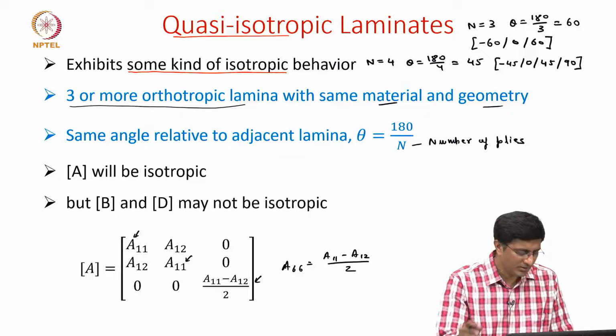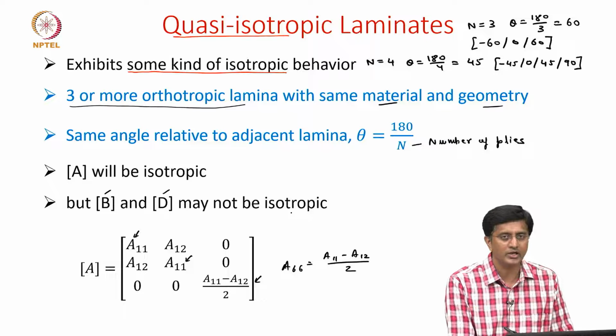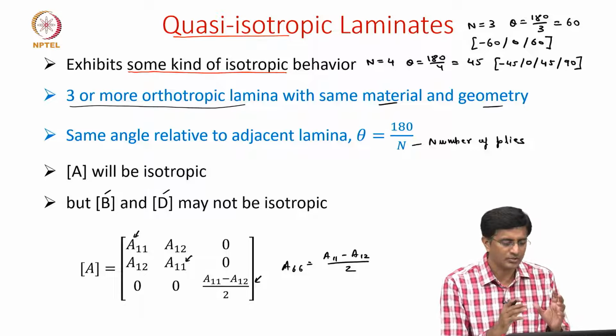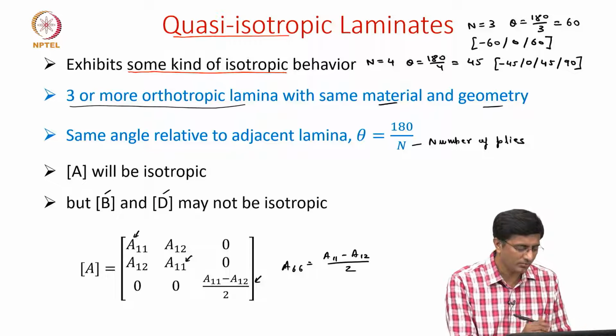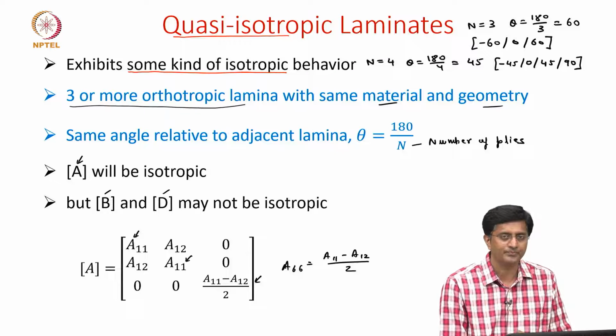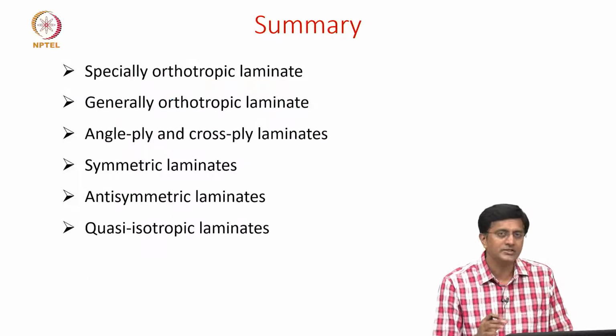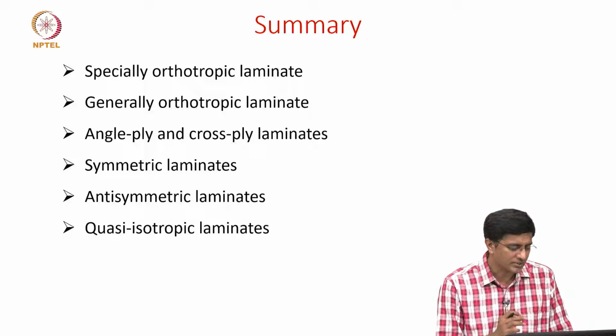But as I already mentioned, the B matrix and D matrix may not show any isotropy. We only call it quasi-isotropic because of this A matrix showing this isotropic form. And there are applications when this is of use. Finally, let's summarize what we have discussed till now.